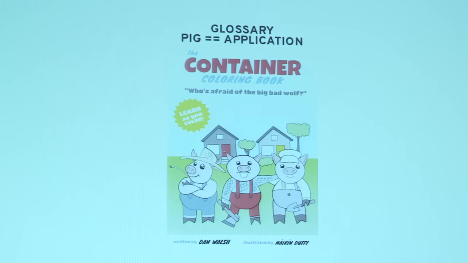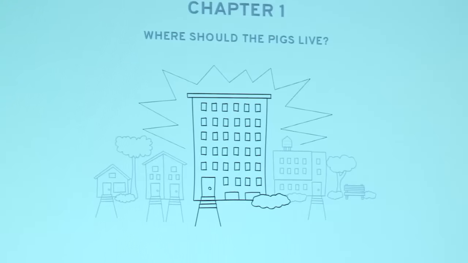When we're talking about the pigs here, we're going to be talking about them being applications. So think of one pig as being a web server front end, and another pig as being a database. We want to basically figure out where we're going to have the pigs, and if the web server front end gets hacked into, what happens to the back end. So chapter one, where should the pigs live?